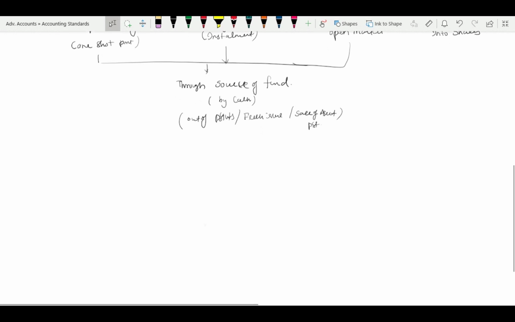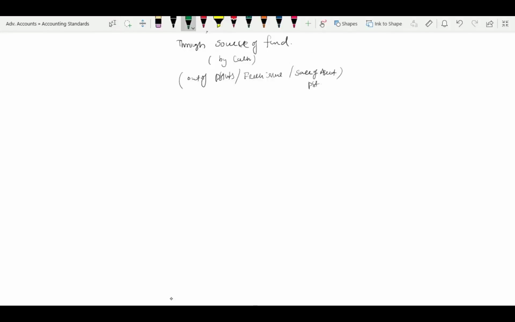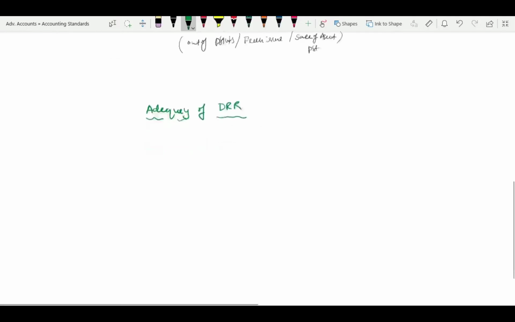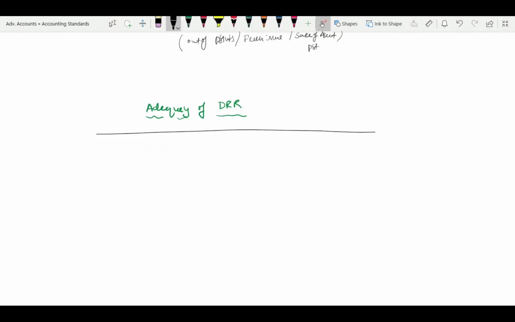Now let us go. Who has to create DRR? That is the first thing. This is what we are going to discuss as adequacy of DRR. That is, which entity has to create DRR? For the purpose of this, my dear friends, entities are classified into two types.